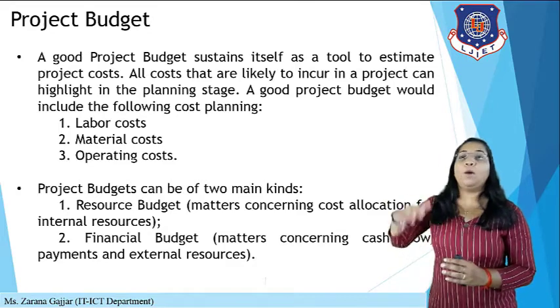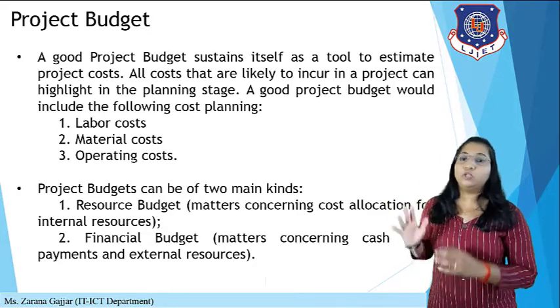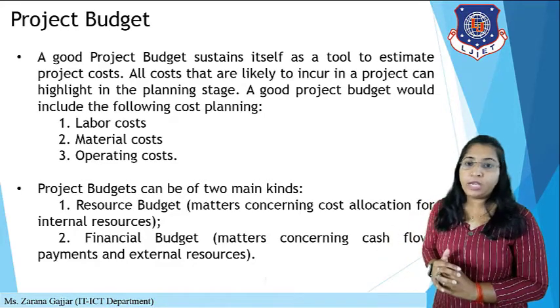Basically, a project budget can be of two main kinds. First is the resource budget, in which you are calculating all the resources you require for development of any software.